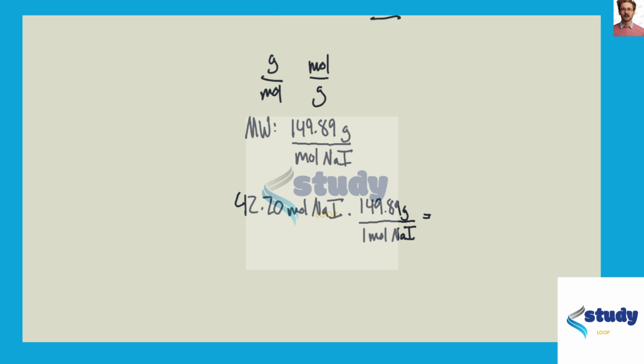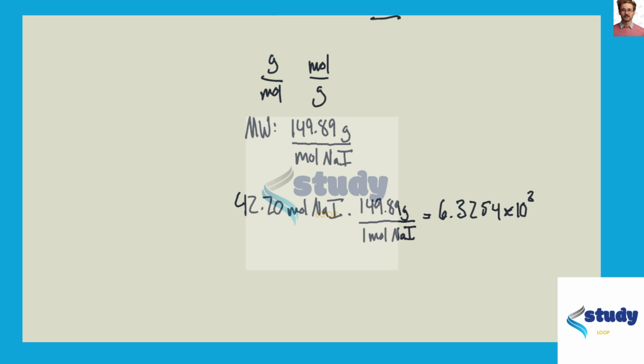42.20 times 149.89 equals, and I'm going to put this in scientific notation, 6.325. I'm going to round this up to 4 times 10 to the third.